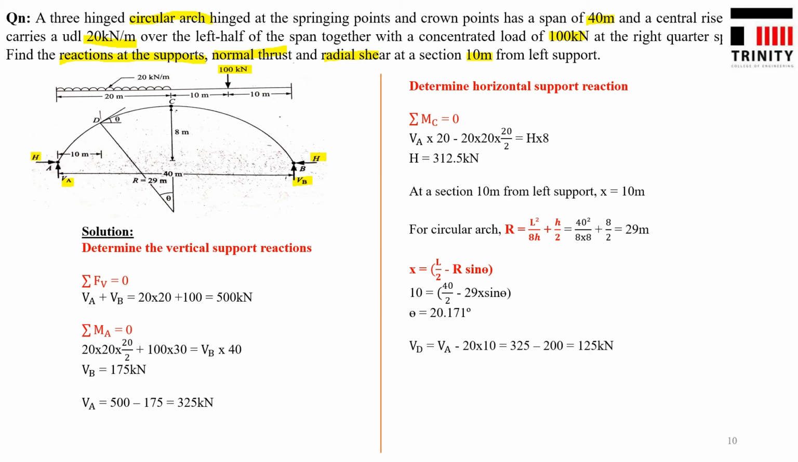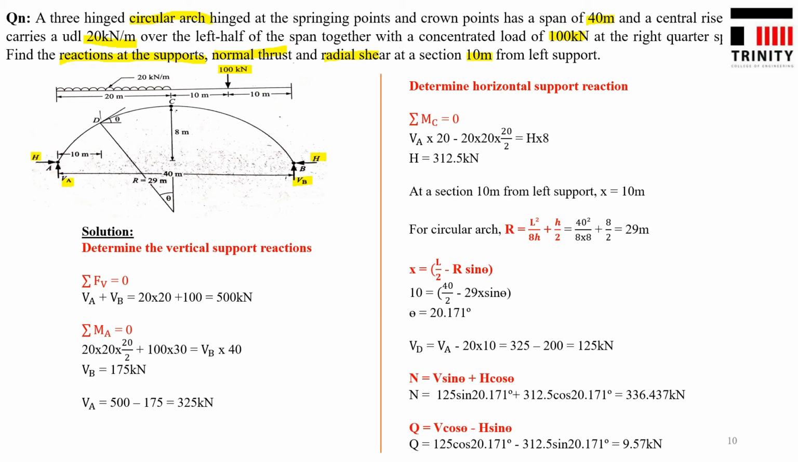And then for finding normal thrust and radial shear, you need to find the vertical shear at section D. So find the vertical shear, which is the beam shear force at D, and then find normal thrust. N is equal to V sin theta plus H cos theta, and Q is equal to V cos theta minus H sin theta. By substituting values in these equations, you will get the normal thrust and radial shear.